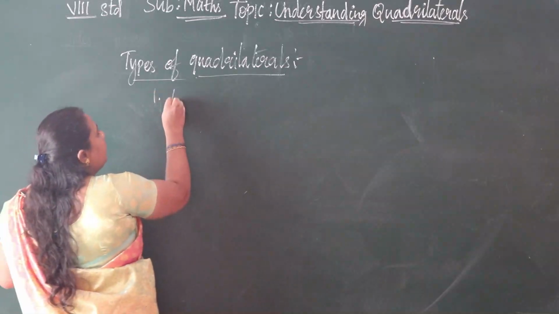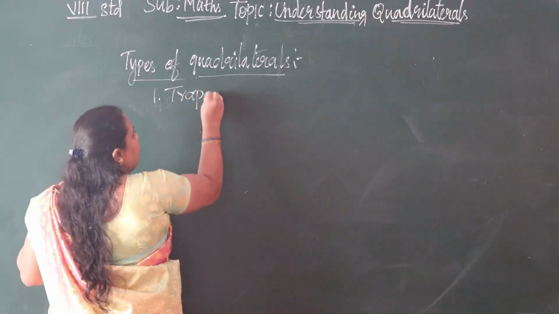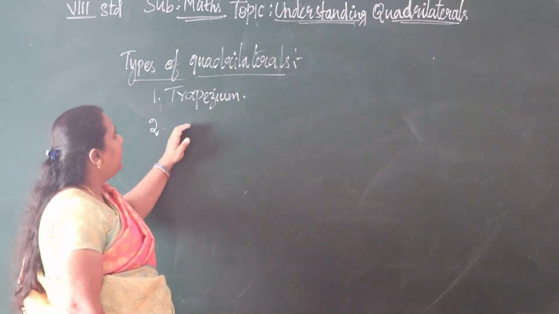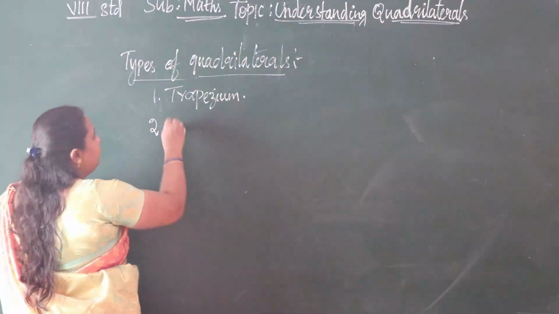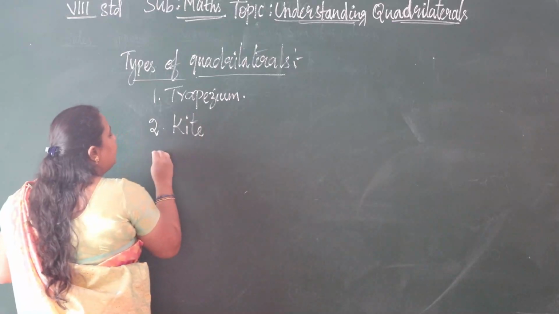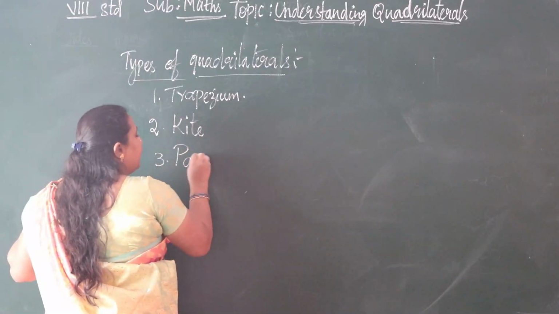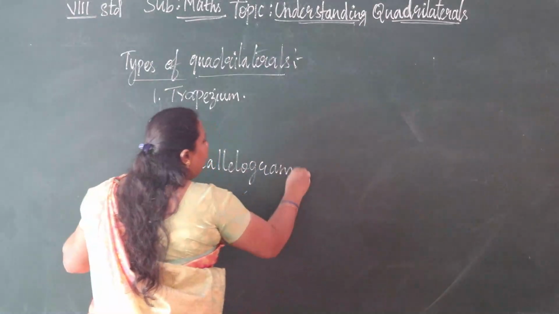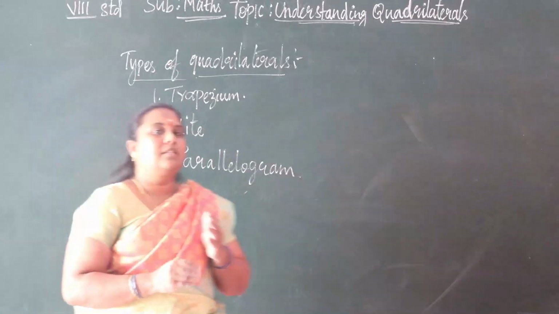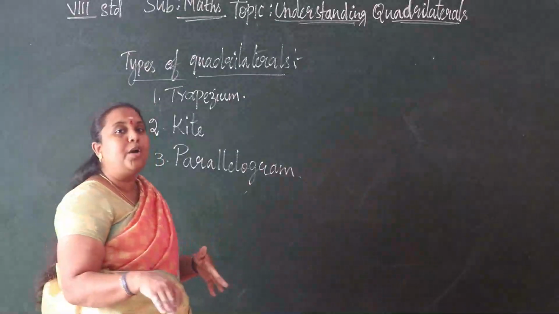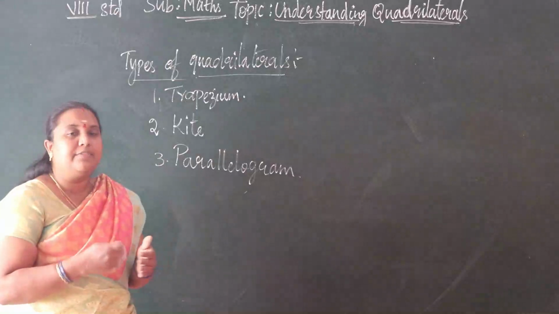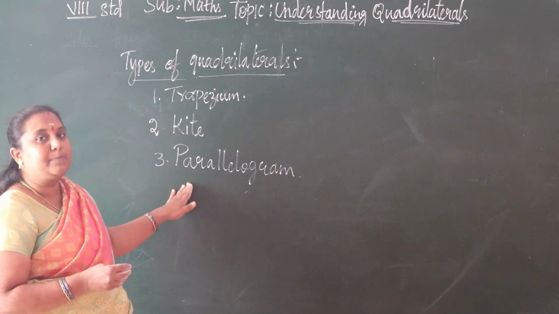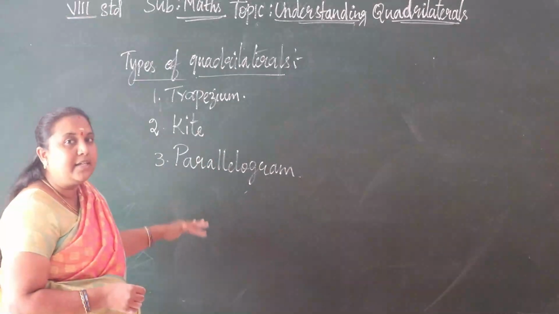The first one is trapezium, then you have kite, and the third one is parallelogram. Based on this, you have properties and exercises in your textbook. Then you have the division in parallelogram. What are the special quadrilaterals which come under parallelogram?